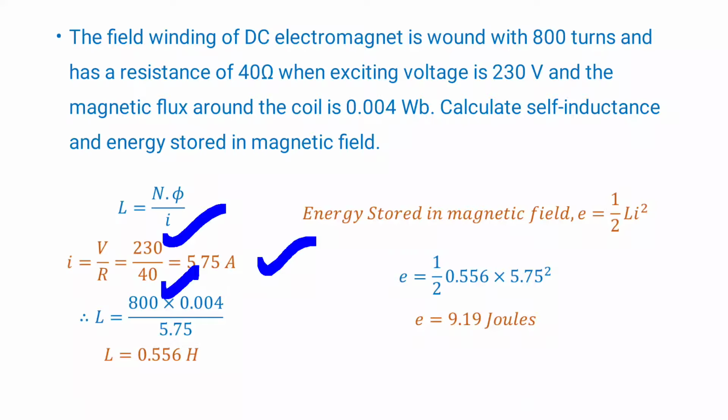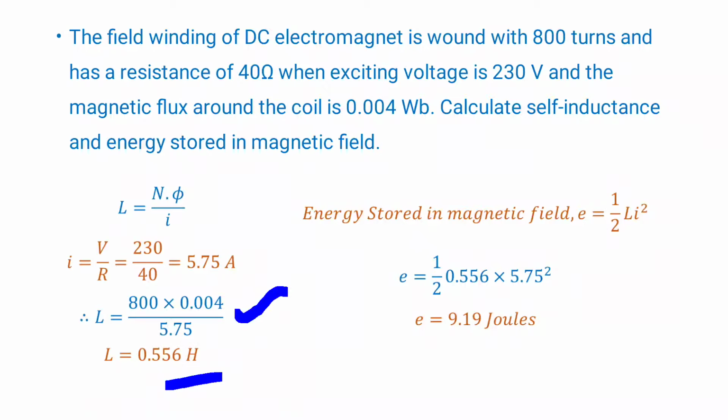Now inductance is equal to N into phi by I. Substituting the terms, we get L is equal to 0.556 Henry. Remember that the unit of L is Henry. Flux is in Weber, turns is the number of coil turns, voltage in volts, resistance in ohms, current I in amps, and energy in joules.